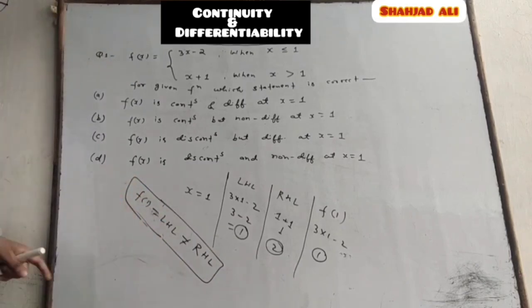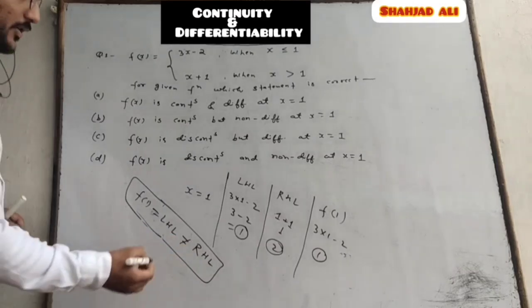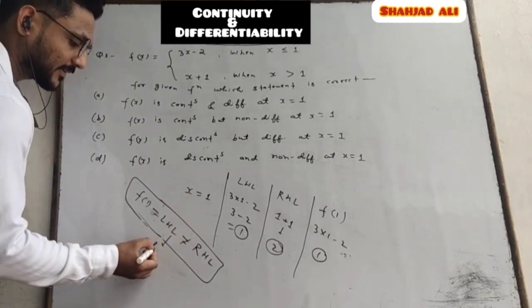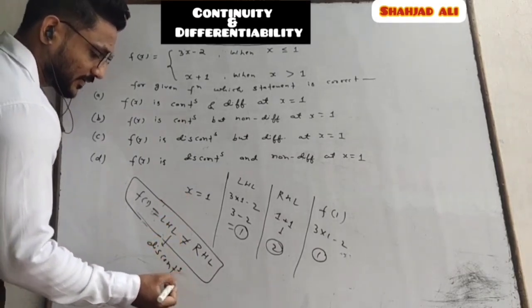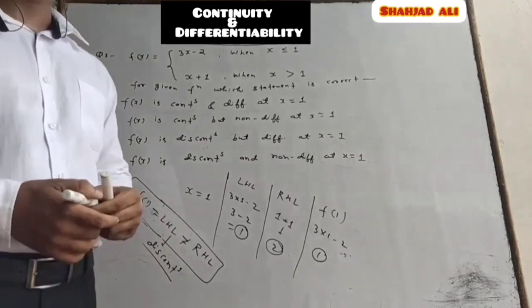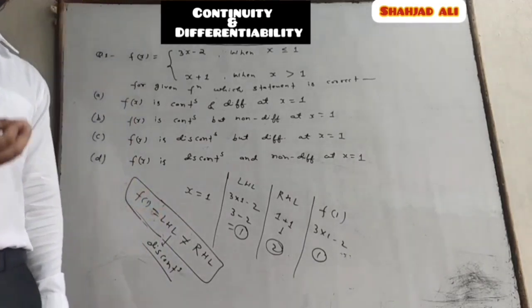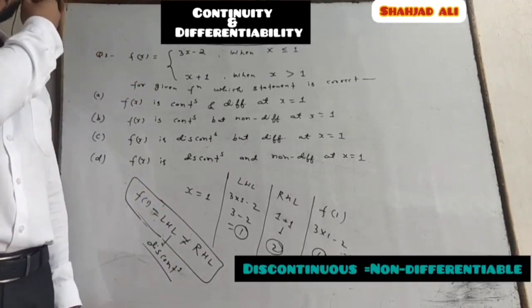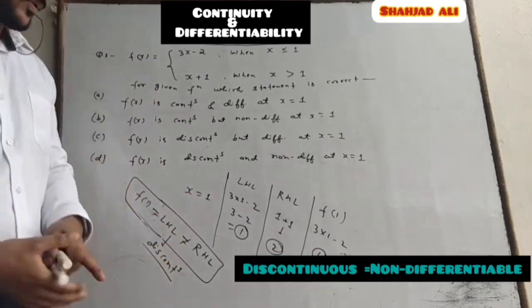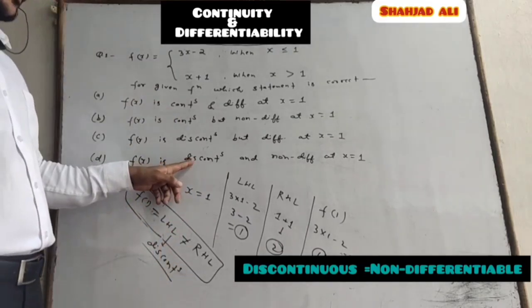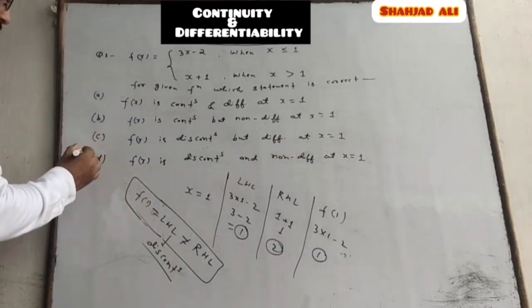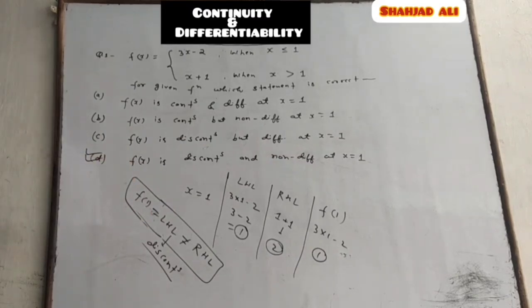If the left hand limit and right hand limit are not equal, you will simply say this is discontinuous. If it is discontinuous, the first important fact comes into the picture, and it will be non-differentiable also. No need to calculate for that. So the function will become discontinuous and non-differentiable at x equal to 1. This will be the correct answer.